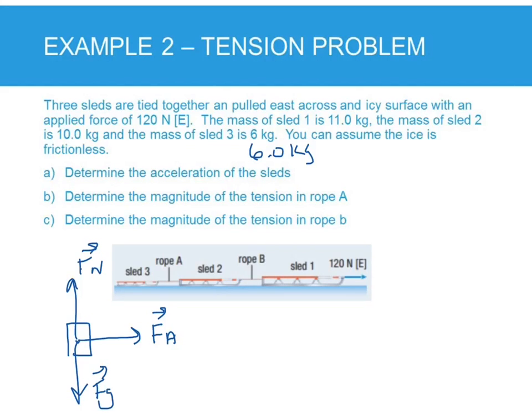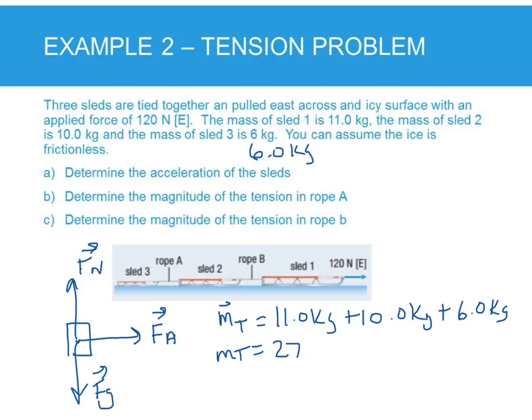And our masses are going to be all 3 sleds. So we actually want to calculate a total mass here. So we've got 11 kilograms, 10 kilograms, and 6 kilograms. So our total mass is 27 kilograms. So that's the total mass that we're accelerating, and all of those sleds are experiencing an applied force of 120 newtons. So I'm just going to give myself a slide here.